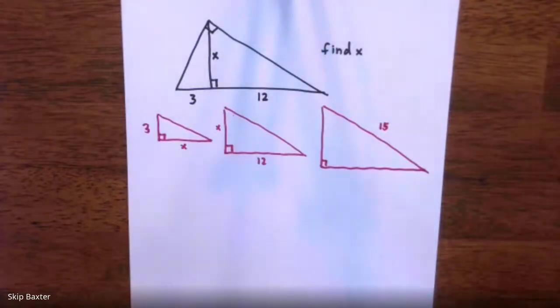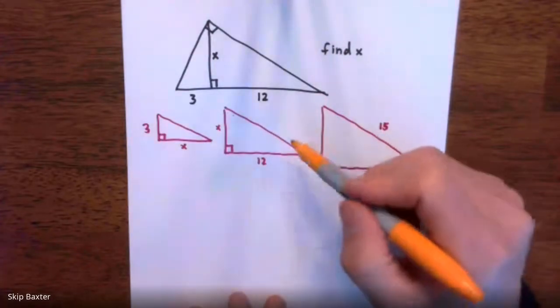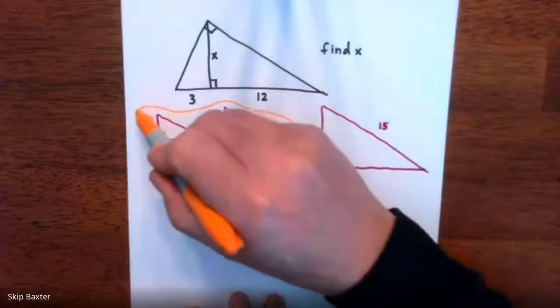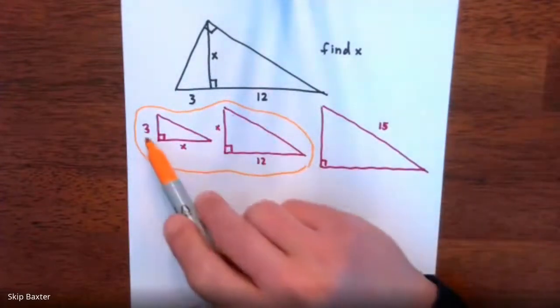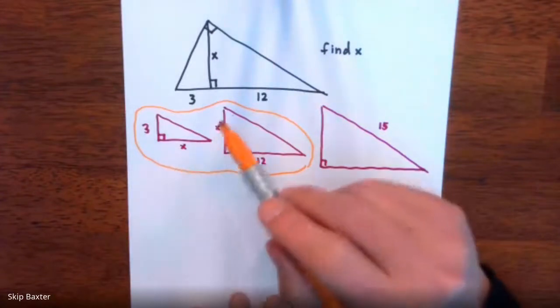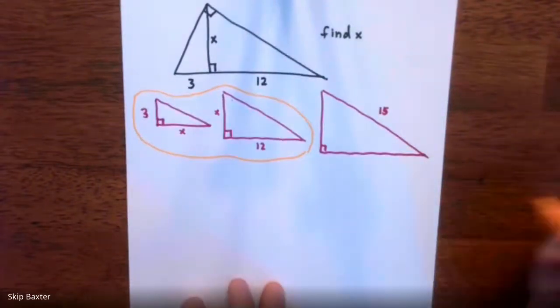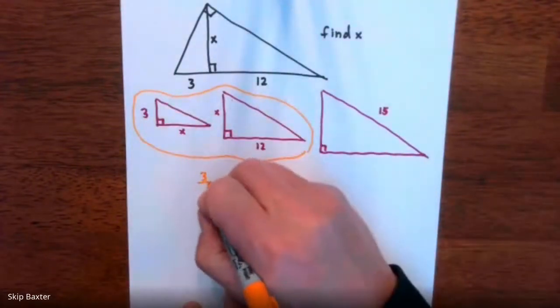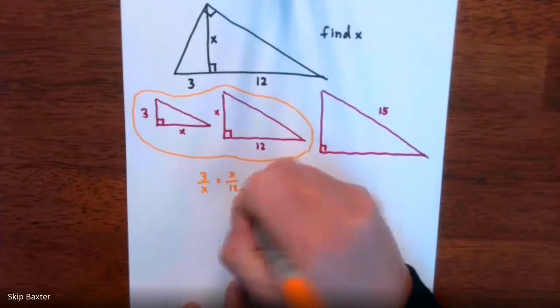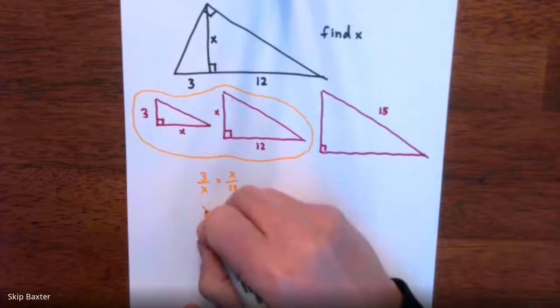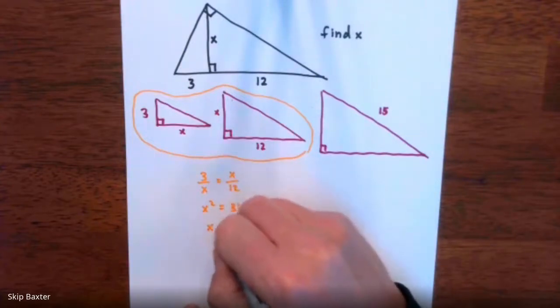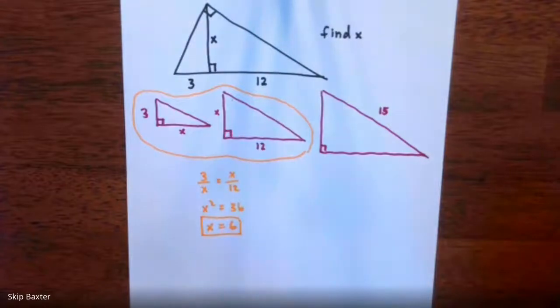So after you've redrawn the three triangles so that they're all situated the same way, the next thing you need to do is figure out which two triangles do I have matching information for so I could set up a proportion and solve. And you can see it's these two. I have the short leg and the long leg of the smallest triangle, and I have the short leg and the long leg of the middle-sized triangle. So all I need to do now is just set up a proportion. I could say 3 is to x as x is to 12. And then just cross multiply and solve. So x squared would be 36 and x would be 6. Boom. Simple.